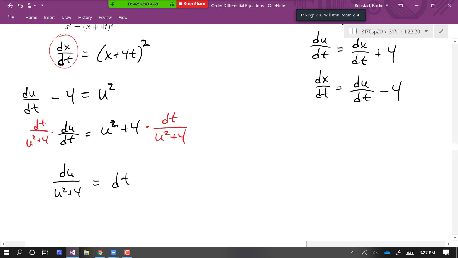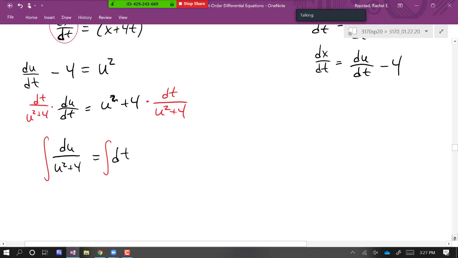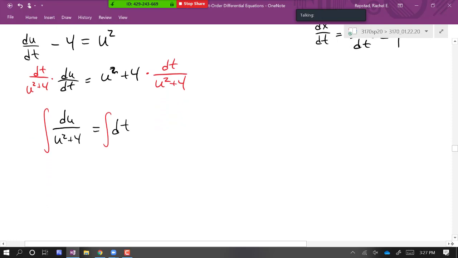Now that they're separated, this is the point where we say, okay, let's integrate. The right side's pretty simple, but how do we do the left side? Anybody recognize that form? The arctan. It's the arctan.